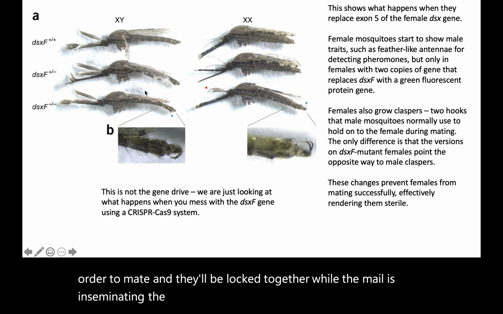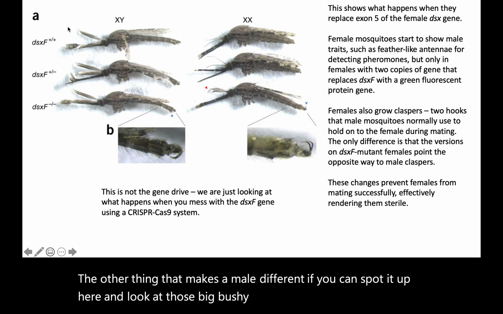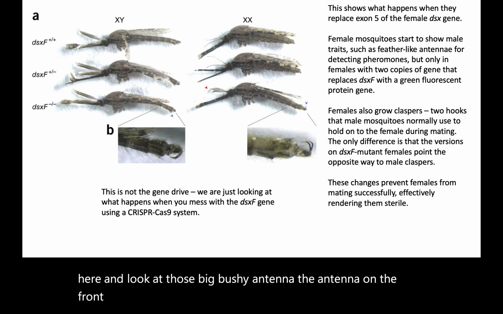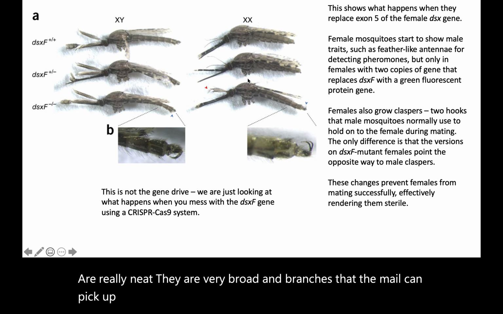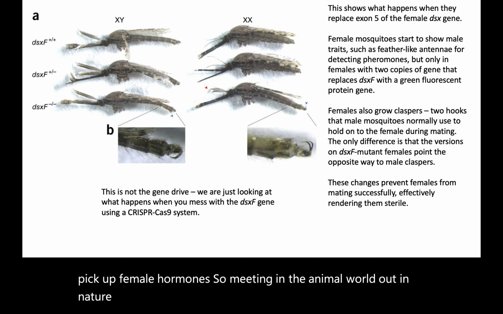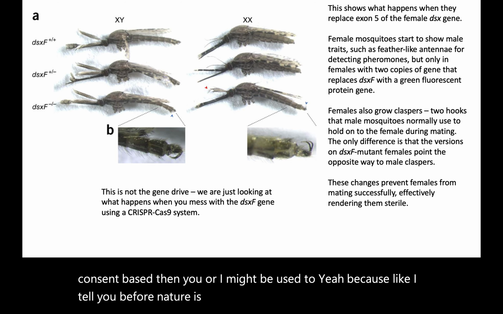The other thing that makes a male different, if you can spot it up here, look at those big bushy antennae. The antennae on the front end are really neat. They are very broad and branchy so that the male can pick up female hormones. So mating in the animal world out in nature is quite often a lot more adversarial and a lot less consent-based than you or I might be used to. Yeah, because like I tell you before, nature is terrible. Yeah, really, really terrible. And so, yeah, this is how it works.